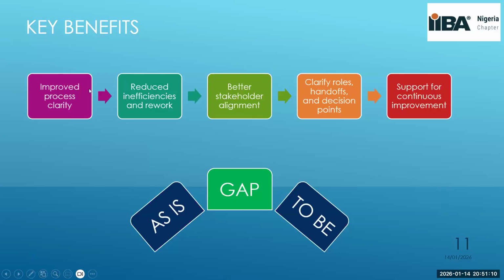Now, for example, let's assume I have elicited requirements and I need to map out the requirements. When I map out the current state of the business process, it is called as-is. As-is, that's the current state of the business process. Now, the future state, this is as-is: the way the business is currently doing their processes.